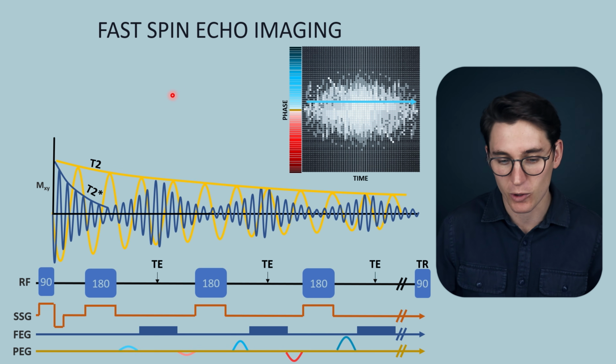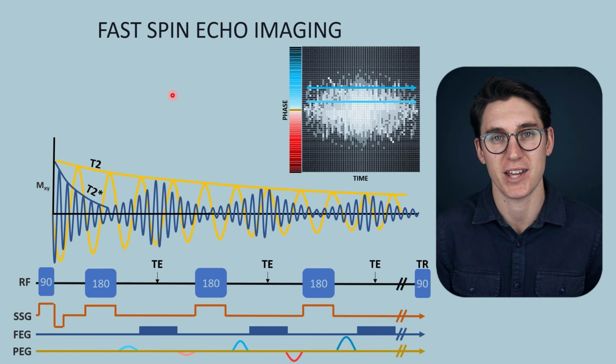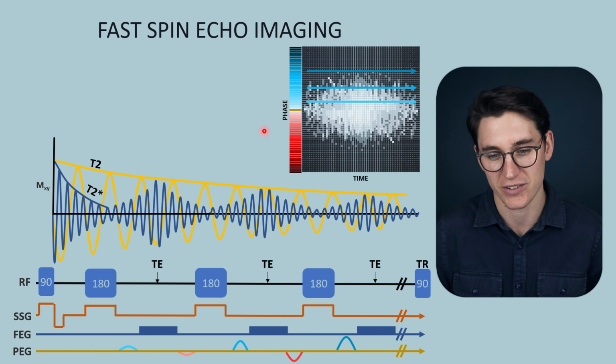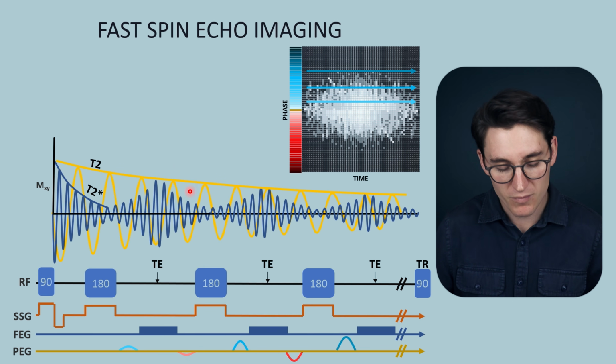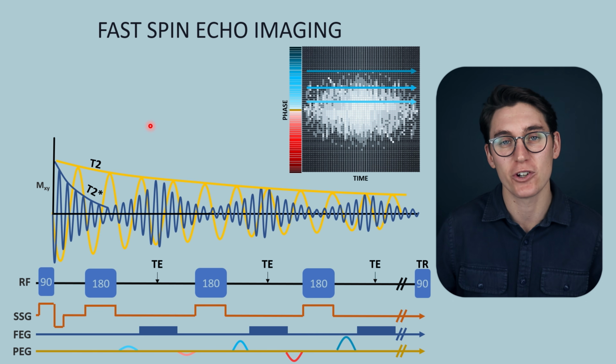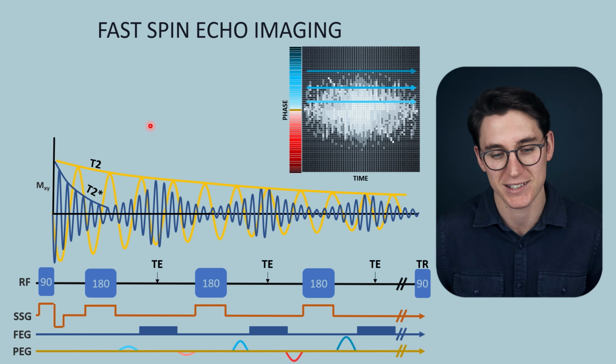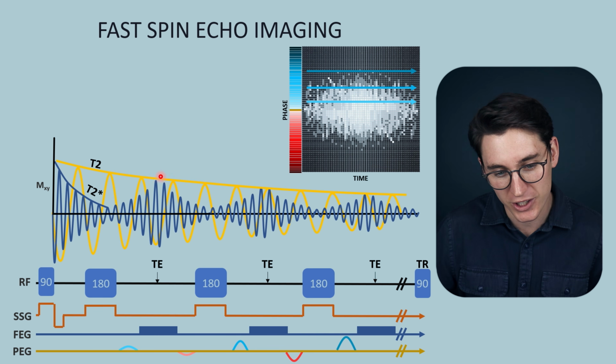Within the same TR, we will then apply the second line of k-space and then acquire the third line of k-space, each corresponding to the degree of phase encoding that we have applied during these echoes. Obviously, the initial echoes are going to have more transverse magnetization because they are earlier on in the sequence. We are losing signal at a rate of T2 here.